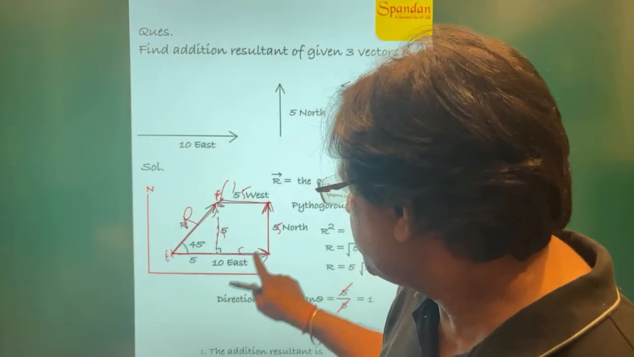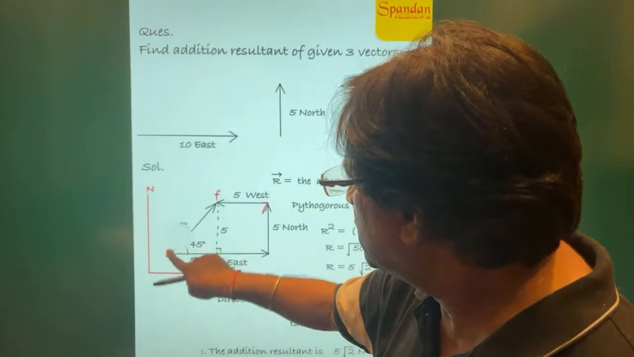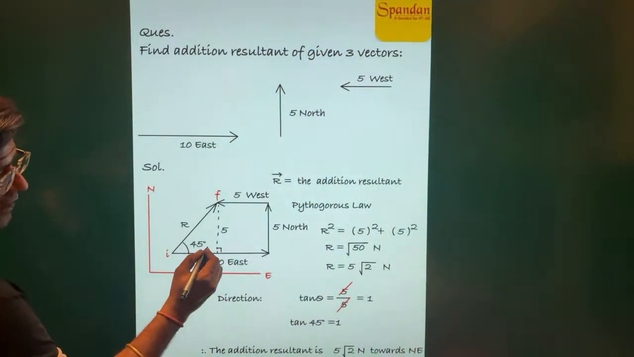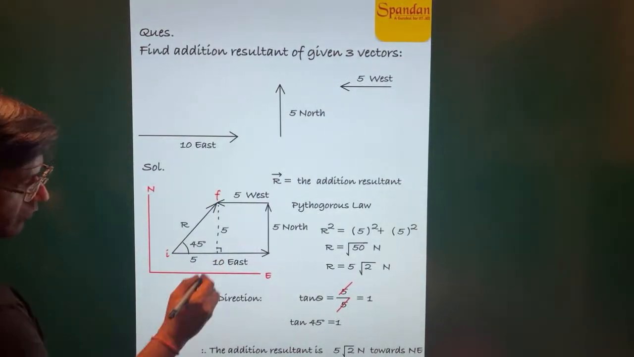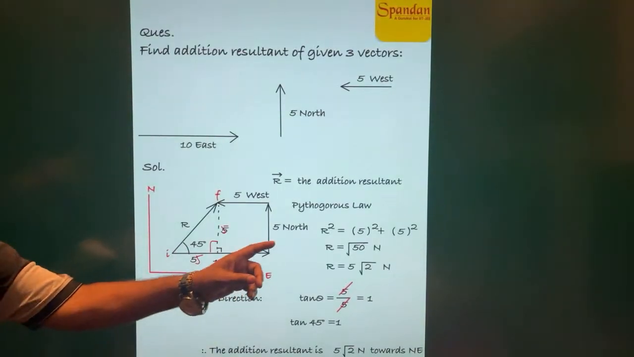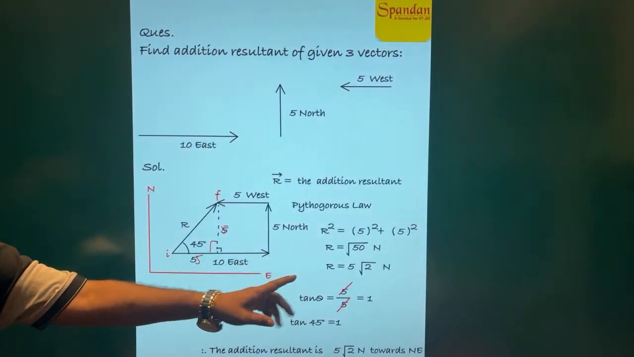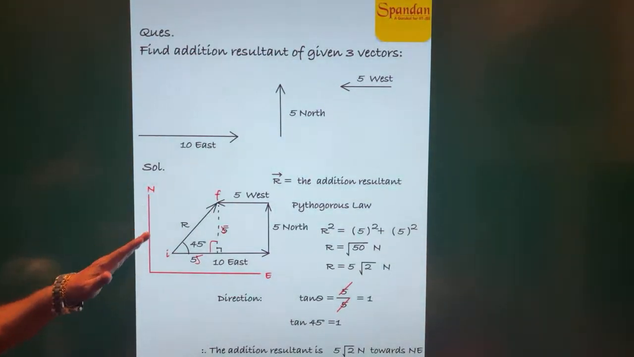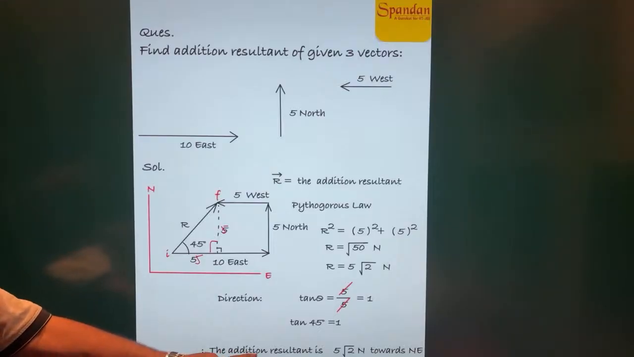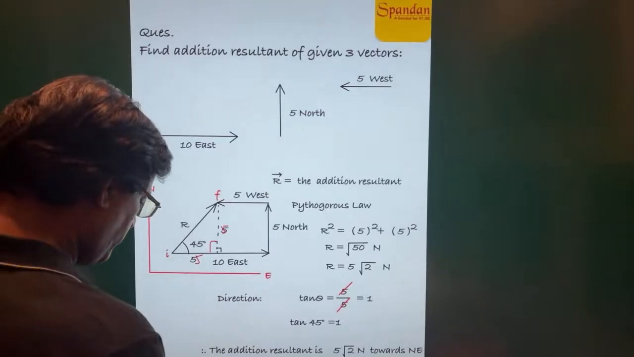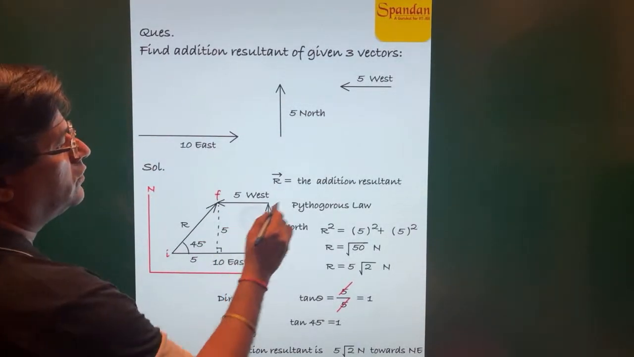So what we are getting? We are getting a triangle. Ultimately we are getting a simple right angle triangle, where in this right angle triangle this is 5, this is 5, so this resultant will be 5 square plus 5 square. Pythagoras you will again use, root 50, right? And it is making angle 45 also. So this addition resultant is 5 root 2 Newton towards northeast. Clear है? समझ गए ये?